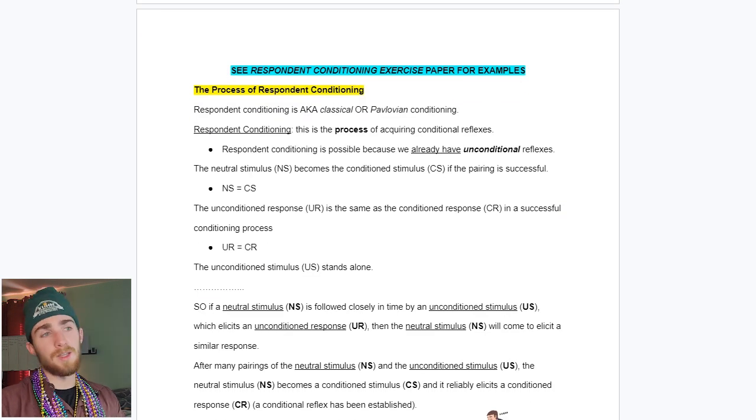We're going to talk now about the process of respondent conditioning. So respondent conditioning is also known as classical or Pavlovian conditioning. Respondent conditioning is the process of acquiring conditional reflexes. Respondent conditioning is possible because we already have unconditioned reflexes. The neutral stimulus, or the NS, becomes the conditioned stimulus, CS, if the pairing is successful. So, if you have a successful pairing in classical conditioning, then the neutral stimulus will become the conditioned stimulus. And just the same, if you have a successful pairing, then the unconditioned response will become the conditioned response, right? The unconditioned response is the same as the conditioned response in a successful conditioning process. The unconditioned stimulus, right, the US, that stands alone.